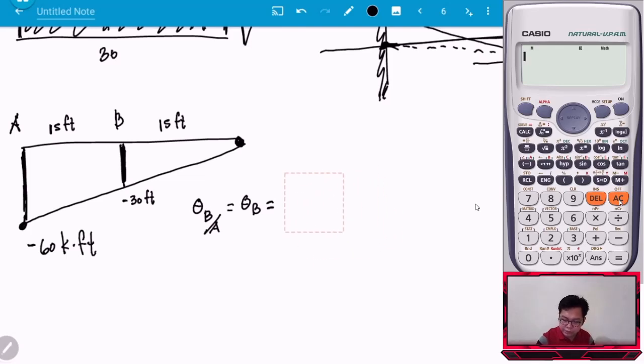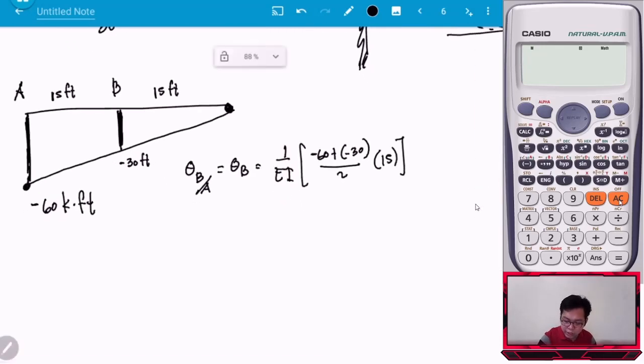Anyway, balik na lang. Sorry. So, 1 over EI multiplied by the area, no? From A to B. So, ano yung area natin? Negative 60 plus negative 30 over 2, and then multiplied by 15 feet.